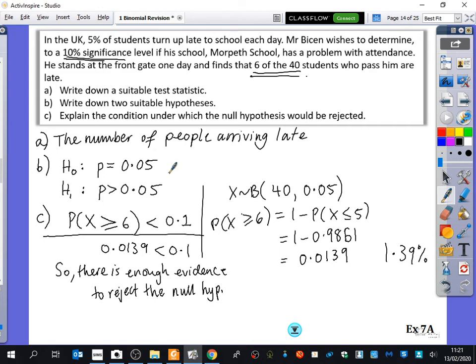I actually think the chances of people being late to school at Morpeth at this particular time is more than 0.05. And we normally talk about rejecting or accepting the null hypothesis because we don't know for sure that the probability is greater than 0.05. We don't 100% know that because there's a 1.39% chance that this could have happened. And if you imagine 100 schools were all doing this experiment and 100 schools had 6 out of 40 people that were late, for one of those schools out of the 100, they don't have a problem with lateness. They just happen to be the one school that had that probability. But 99% of schools who did this experiment and got 6 out of 40, they have got a higher likelihood of people being late than 0.05.